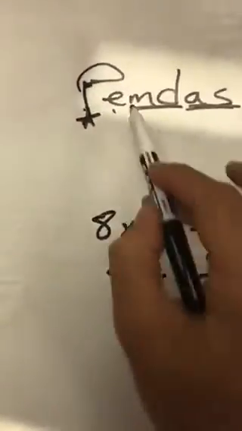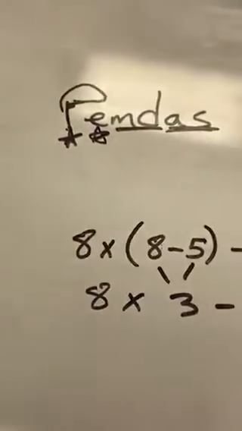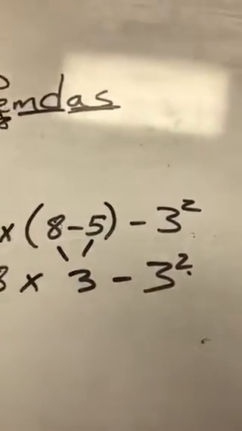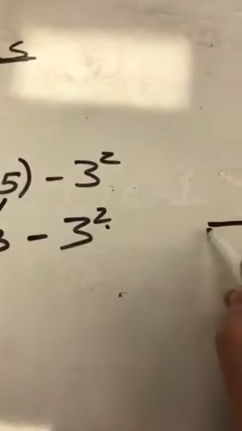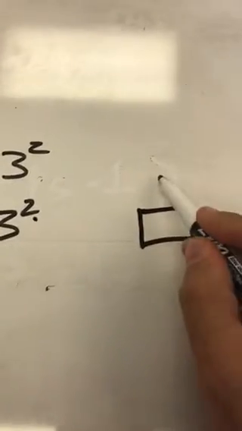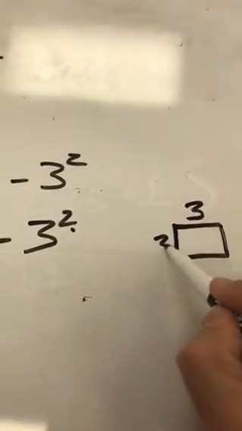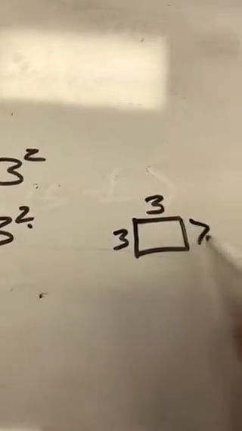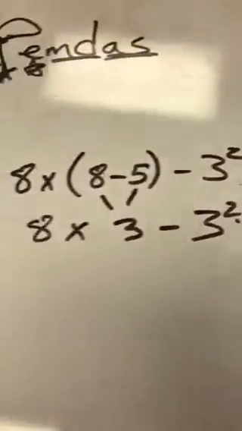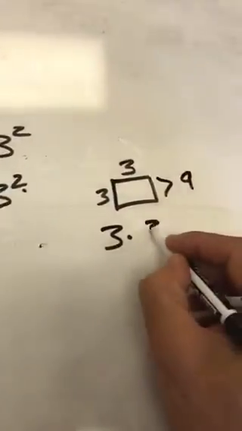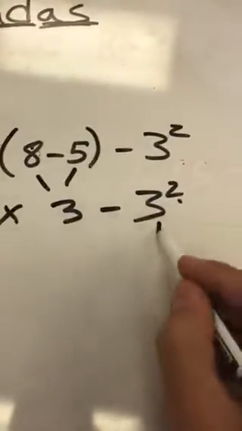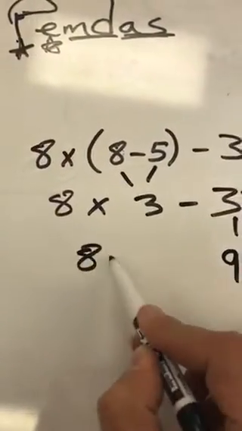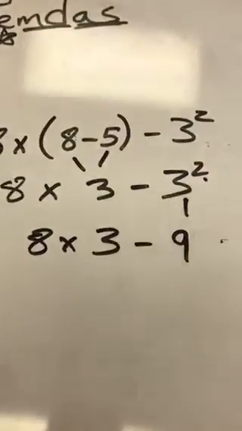The next thing to solve is obviously my exponents. That's the second thing. So this is an exponent, 3 to the second power, or 3 squared. When we square something, remember we say this is 3 times 3. And when we do 3 times 3, we know that comes out to a total of 9, because 3 times 3 equals 9. And so I can bring this down as a 9. If I rewrite my equation again, I have 8 times 3 minus 9.